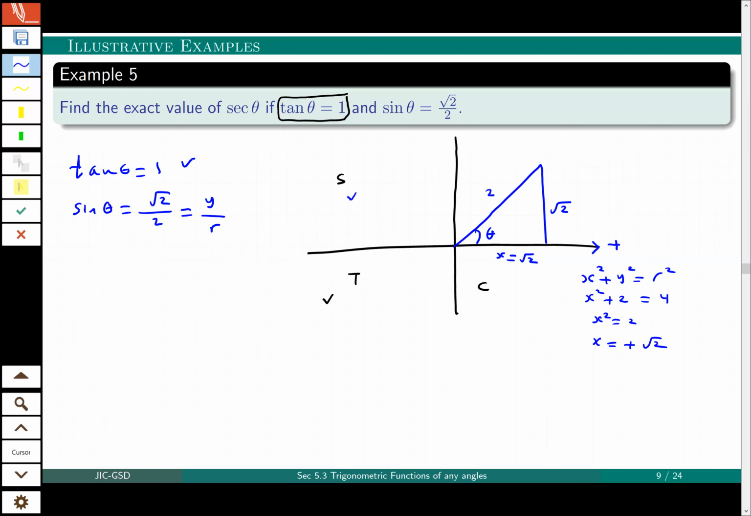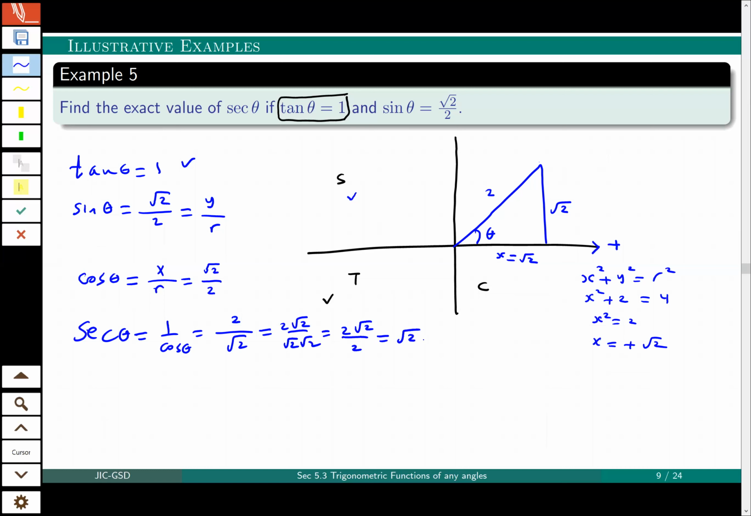But he wants what? He wants secant. So to find secant, we will find first cosine. Cosine theta is x over r. So x is equal to root 2 over r, which is 2. So if I want to find secant, it's 1 over cosine theta, or upside down. So it will be 2 over root 2, or 2 root 2 over root 2 times root 2, which is 2 root 2 over 2, which is equal to square root of 2. That's one way to do it.